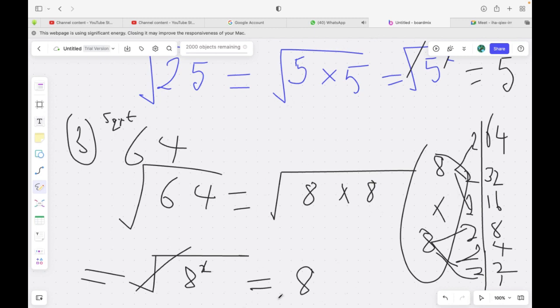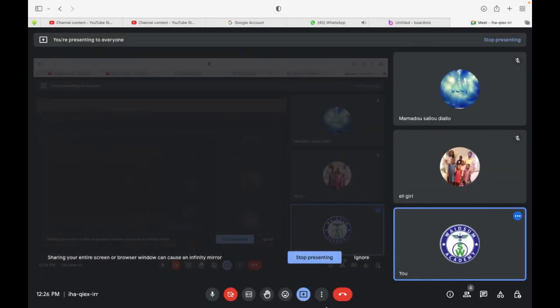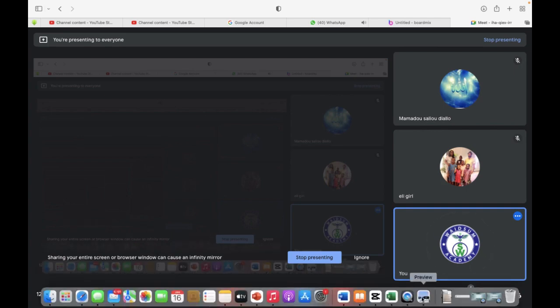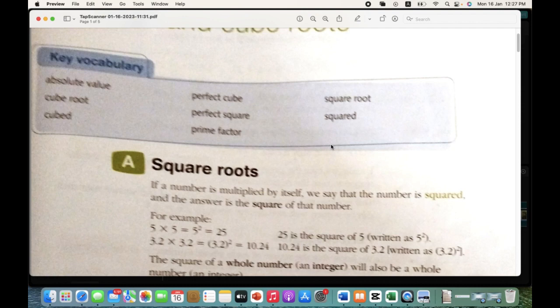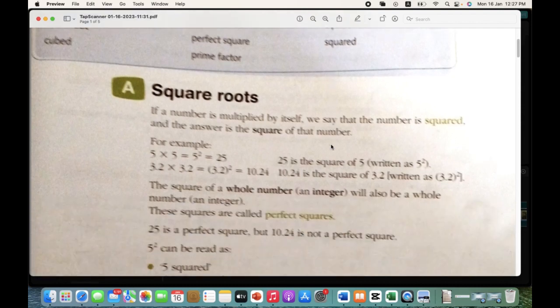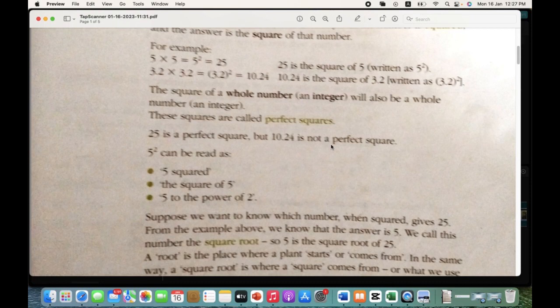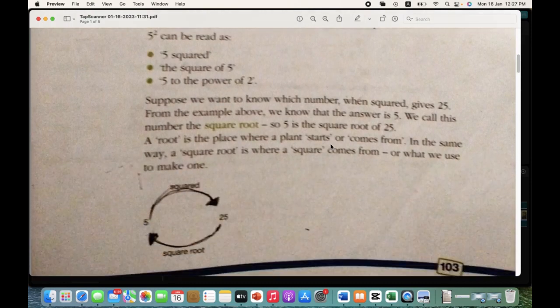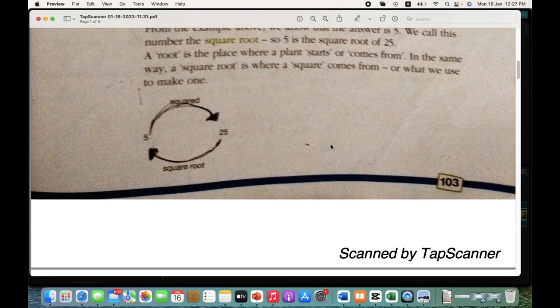Okay, now let's go back to the note. So these are different examples we talked about there. You square 5, meaning 5 times 5, you get 25. You find the square root of 25, you get back 5. So they're like reverse.